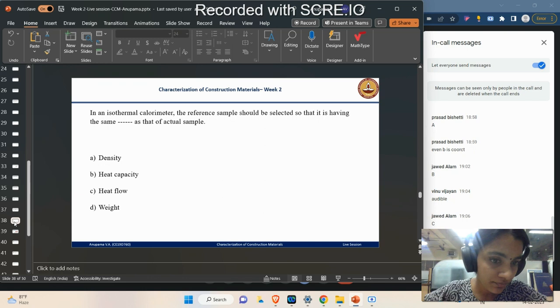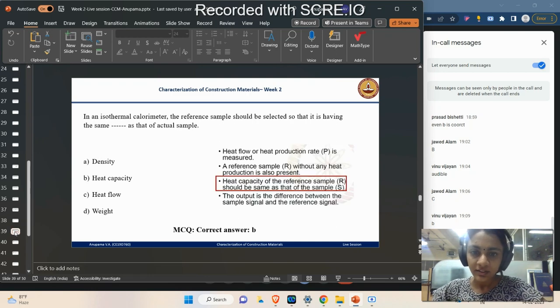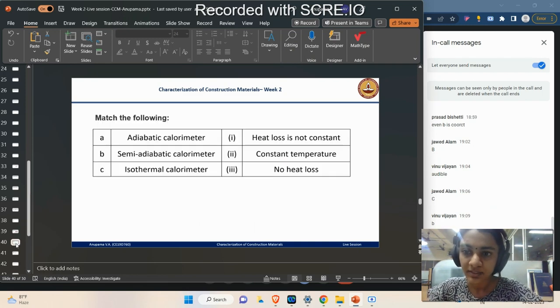Okay, Vinu goes with option B. Thanks, Vinu, for responding. Anyone else? Okay, let's move to the correct answer. The correct answer is option B, that is heat capacity. Both have to be the same. The heat capacity of the reference and the heat capacity of the sample have to be the same for it to be used as a reference sample. Okay, let's move to the next one.